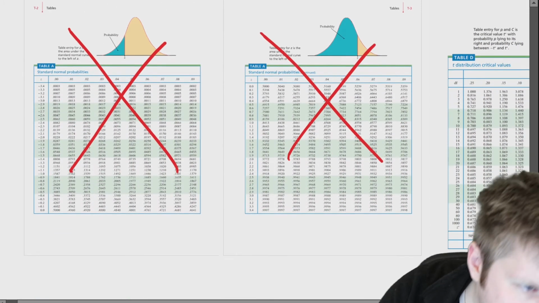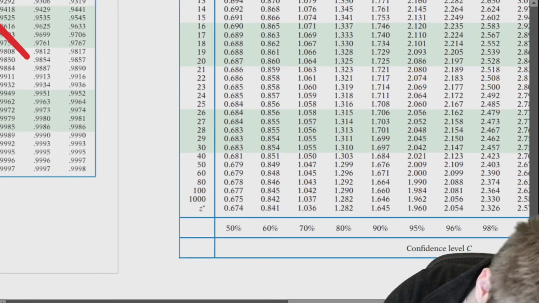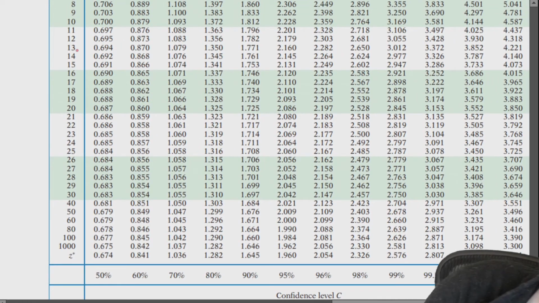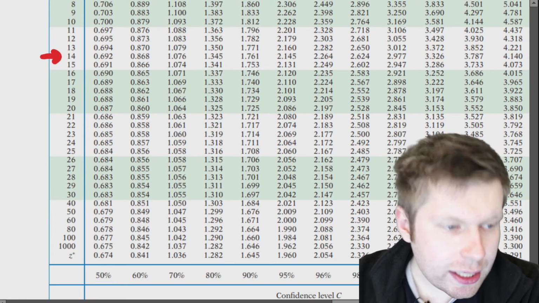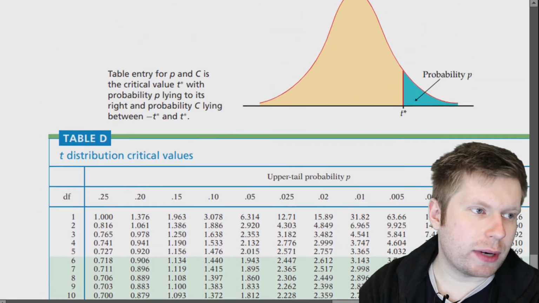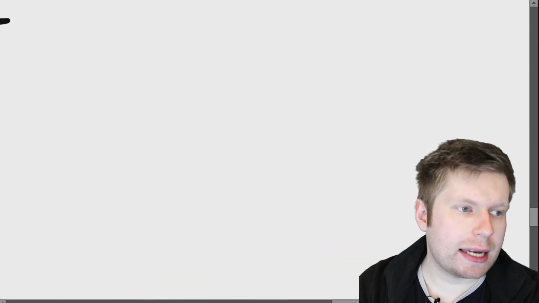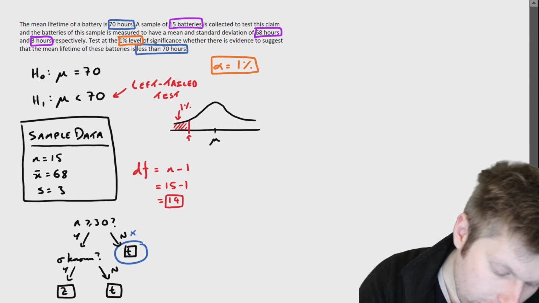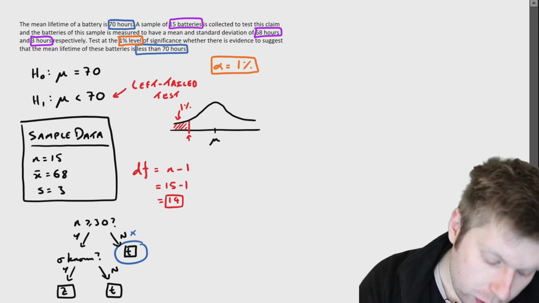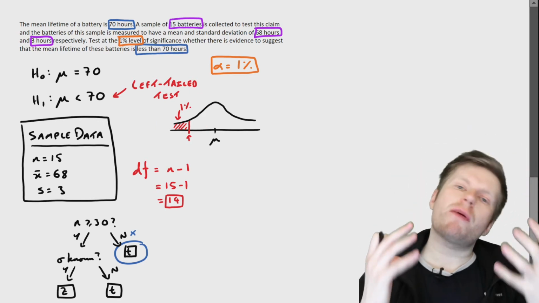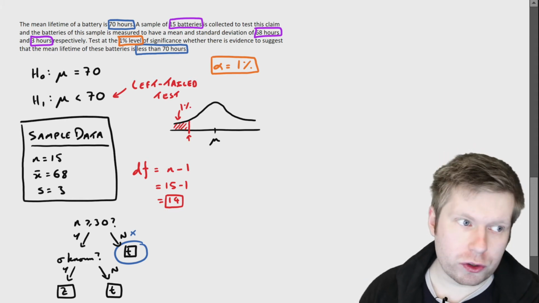Okay, so let's have a look at this. It's come down to my tables. We need to find 14 degrees of freedom. So in other words, I'm going to be looking in this row here. And I need to find my significance level now. My significance level is 1%. Now just be aware that my significance level is 1% because I'm looking at one tail. If I was looking at two tails, it would be whatever the probability of that tail was.